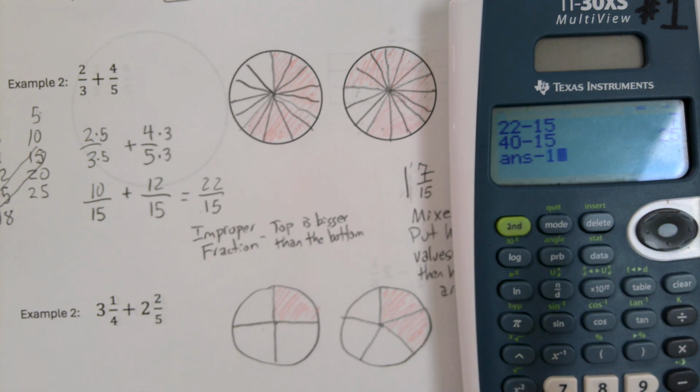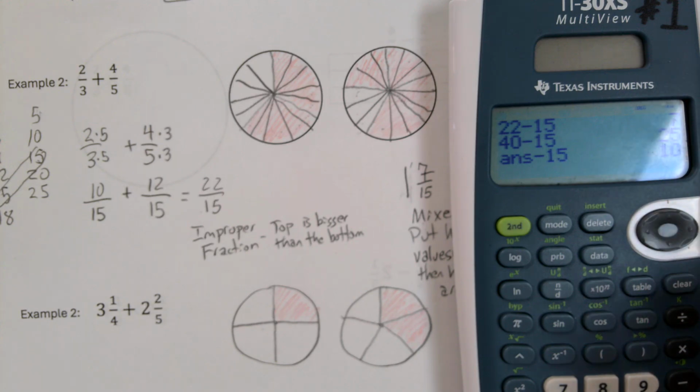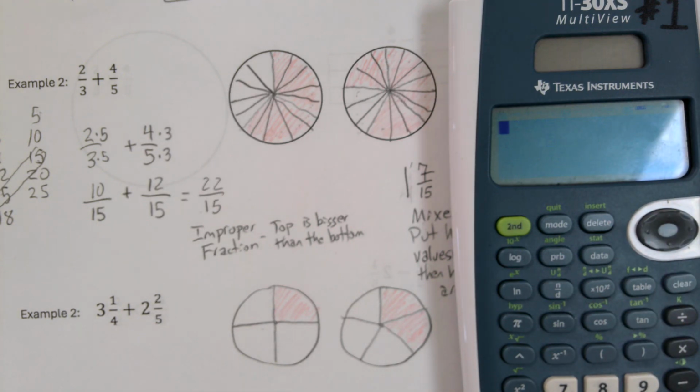So I'd have to subtract the 15 again, and that would then give me 10 pieces left over. So that means there would be 2 full pies, and then there would be a 10/15 pie left over. So you can do it that way as well. But the next thing I want to show you is how to do these on a calculator.